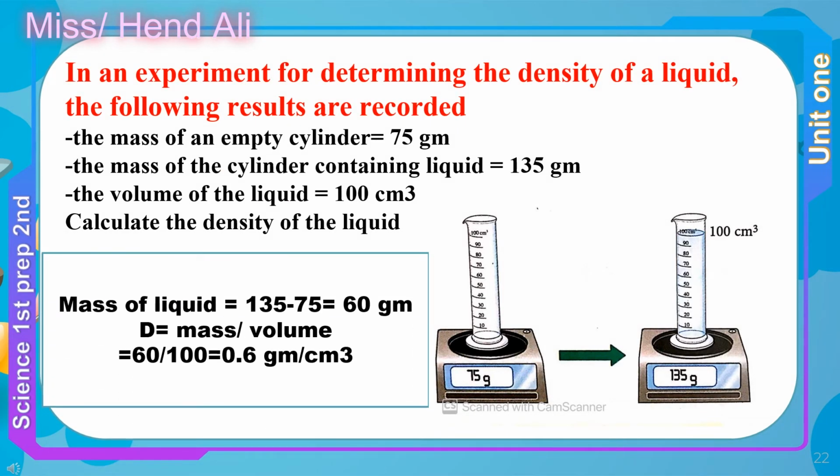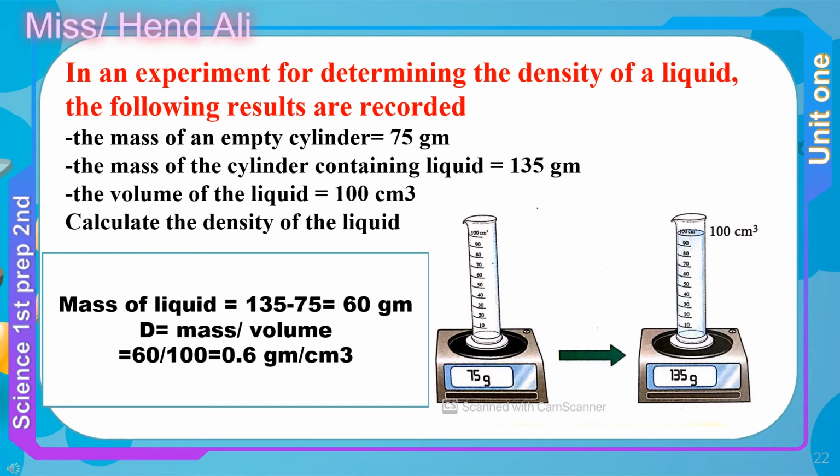In an experiment for determining the density of a liquid, the following results are recorded. The mass of an empty cylinder is 75 grams. The mass of the cylinder containing liquid is 135 grams. The volume of the liquid is 100 cubic centimeter. Calculate the density of the liquid.